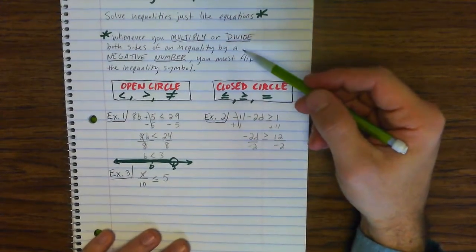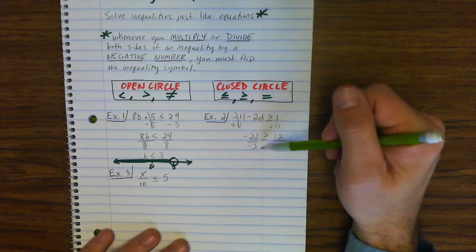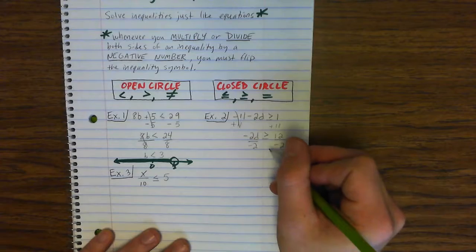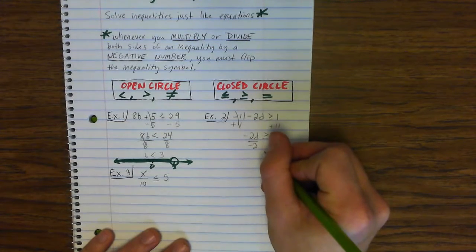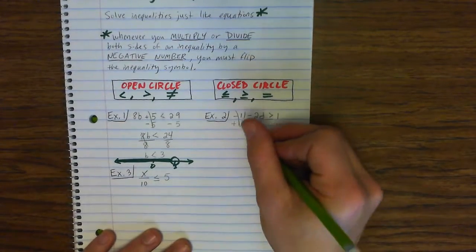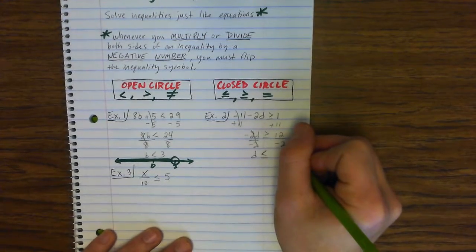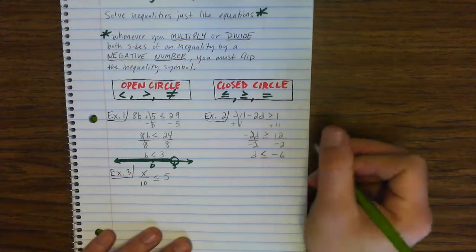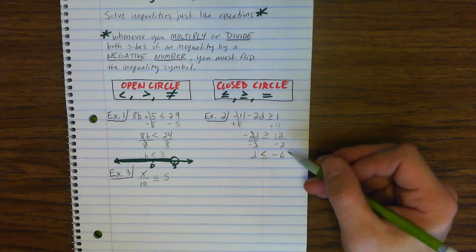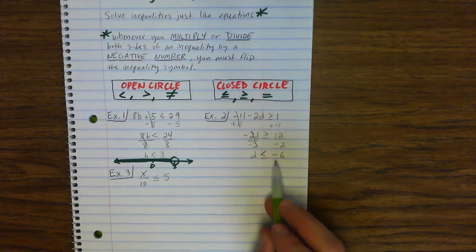And if you look back at our rule here, whenever you multiply or divide both sides of an inequality by a negative number, which I just did, you must flip the inequality symbol. So now instead of greater than or equal to, I'm going to flip that, and I'm going to have less than or equal to as my symbol. D on this side, 12 divided by negative 2 is negative 6, because these have different signs, and positive divided by a negative is a negative. So now I have, for my solution, d is less than or equal to negative 6.